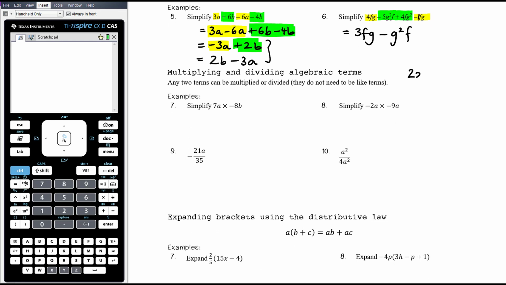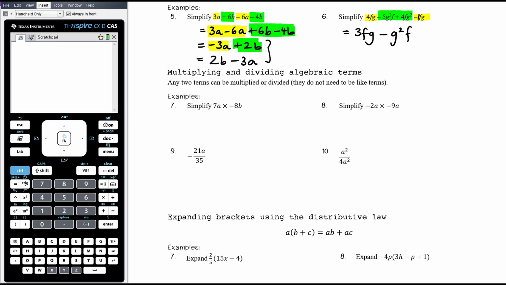So if you're doing 2x times 3y, well actually this is 2 times x times 3 times y. It's all just multiplication. So we can multiply together the 2 and the 3 and get 6 and have xy. Okay, so any two terms can be multiplied together, but only like terms can be added and subtracted.